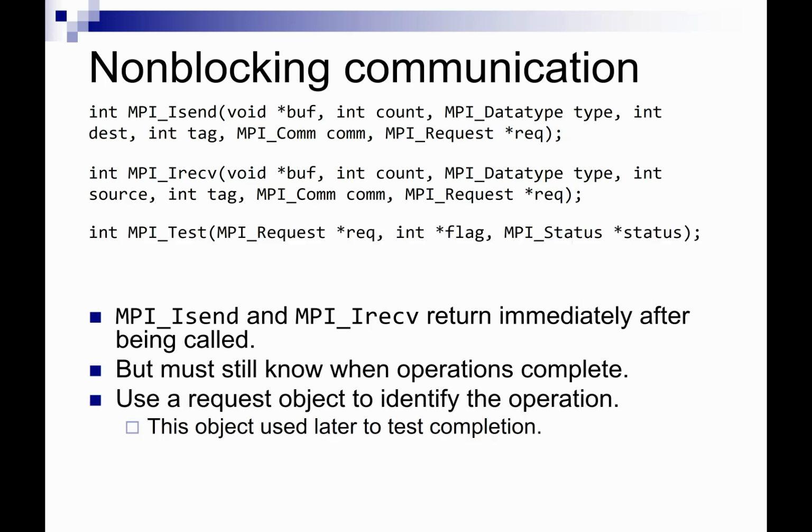I can't modify the data in these buffers. In order to know when the operation has completed, I have this function called MPI test. MPI test is going to take an MPI request object, and the request object corresponds to one of these calls to MPI I send or MPI I receive. MPI test is going to tell me when this send or receive has finished. So when you call MPI I send, you actually have to include the request, and same for I receive. Then later on, to see whether this send or receive has finished, I'm going to call MPI test with that request.